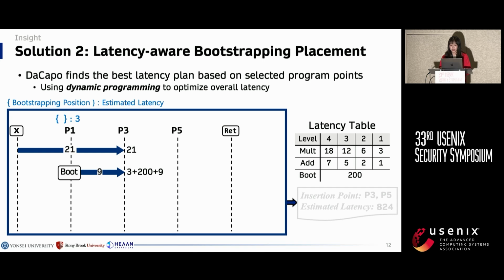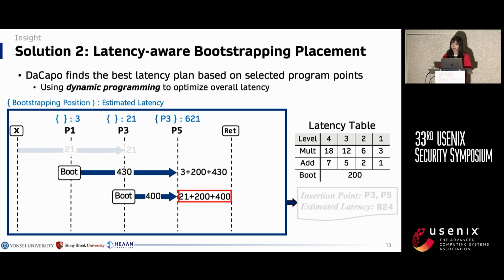Next, there are 2 plans to get from X to P3, one without bootstrapping and one with bootstrapping at P1. To estimate the latency of the second plan, DaCapo reuses the latency of the best plan to P1, 3, and also adds bootstrapping latency 200, and latency from P1 to P3, 9. DaCapo selects the best plan until P3 as the first plan, which has the lowest latency.